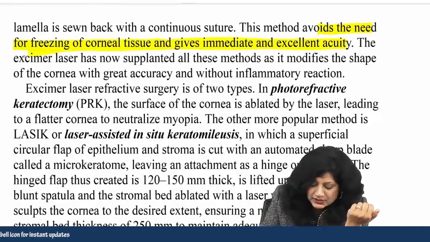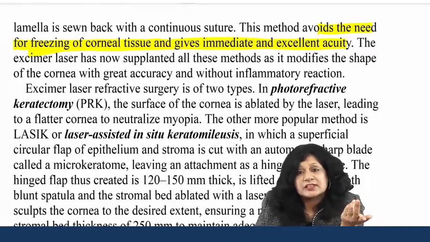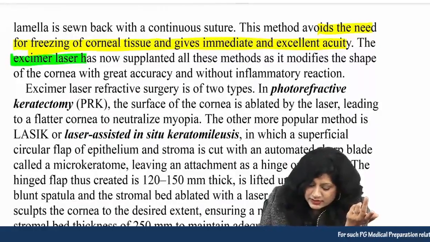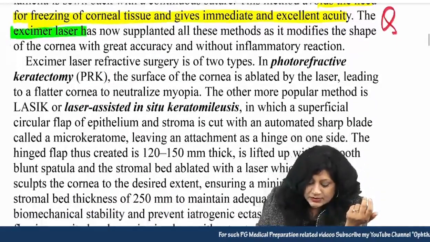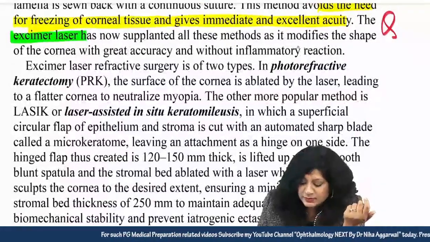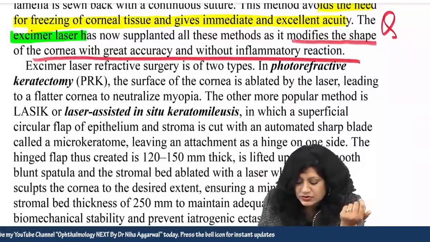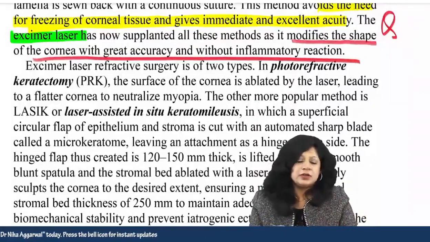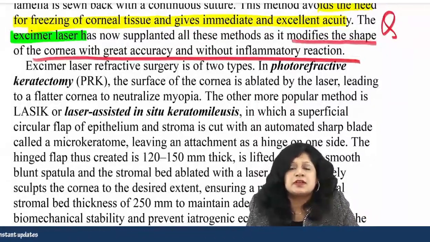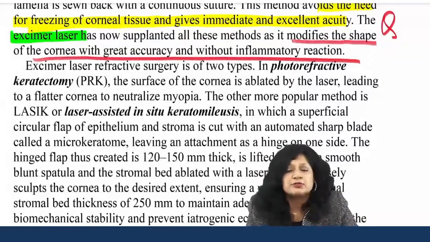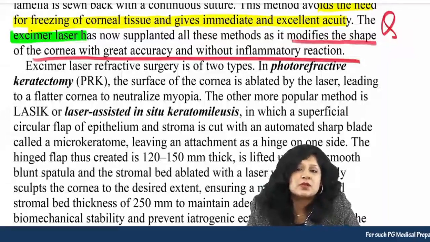The excimer laser. So what is the laser that you are using for the refractive surgery? That is your excimer laser. This has now supplanted all these methods as it modifies the shape of the cornea with great accuracy and without the inflammatory reaction. So all these like radial keratotomy, arcuate keratotomy, keratomileusis, all these things are now less commonly used with the advent of the LASIK, where you are using the excimer laser.